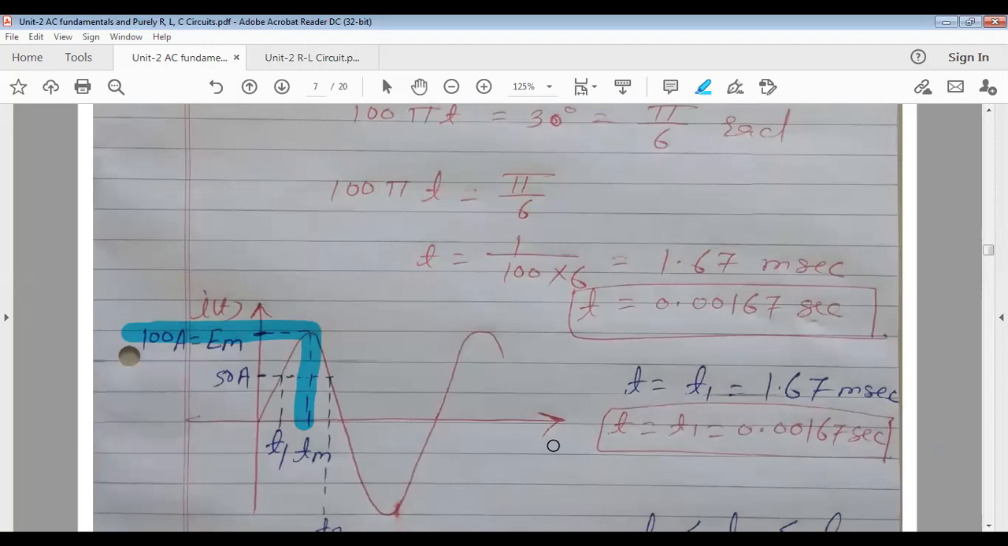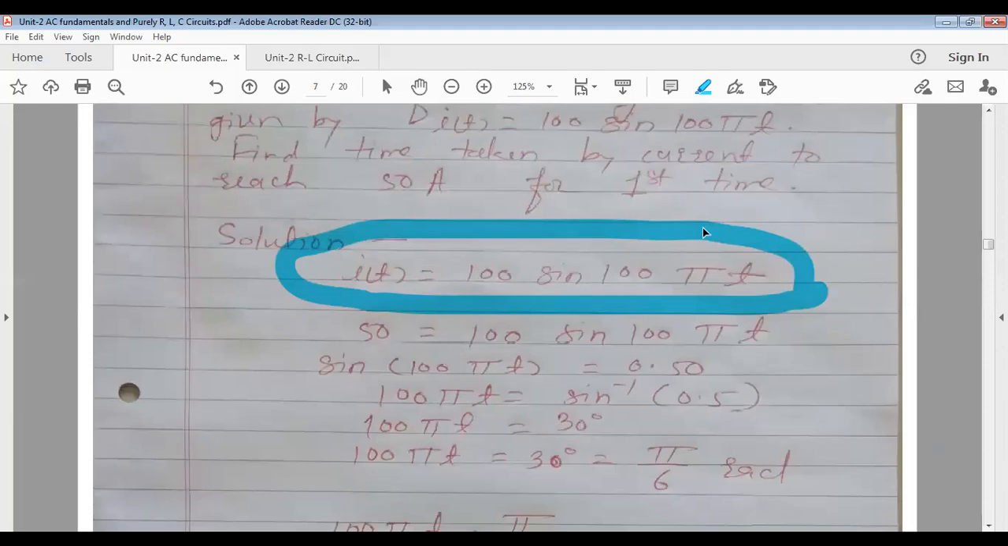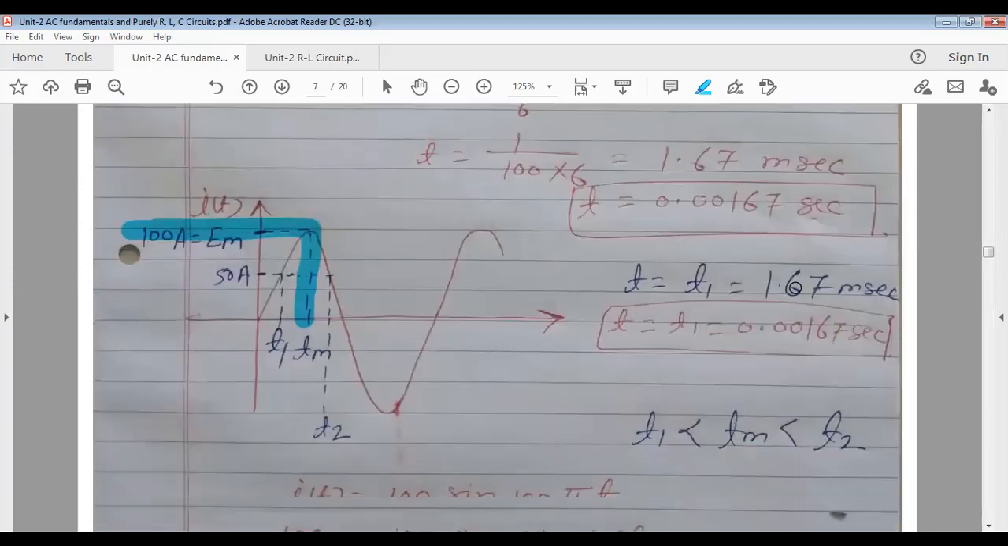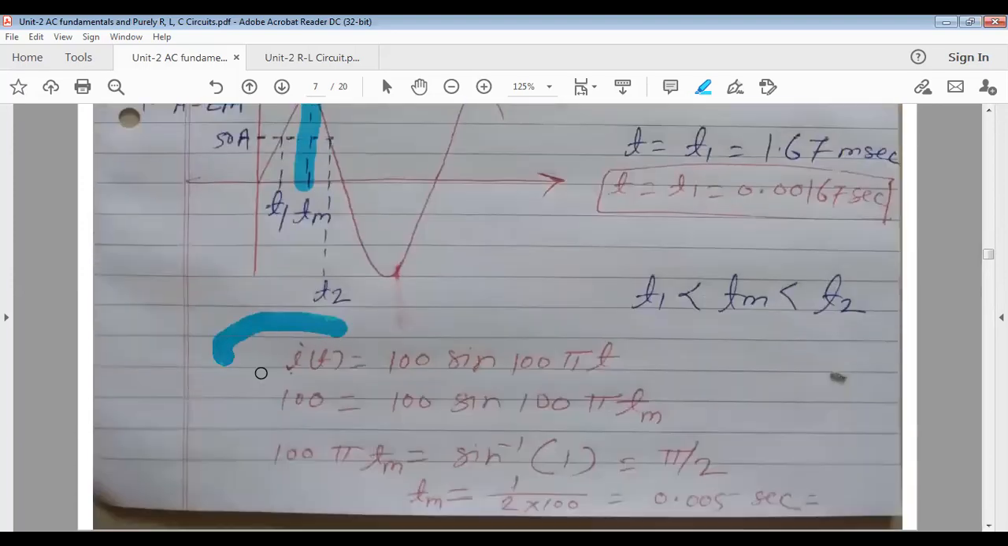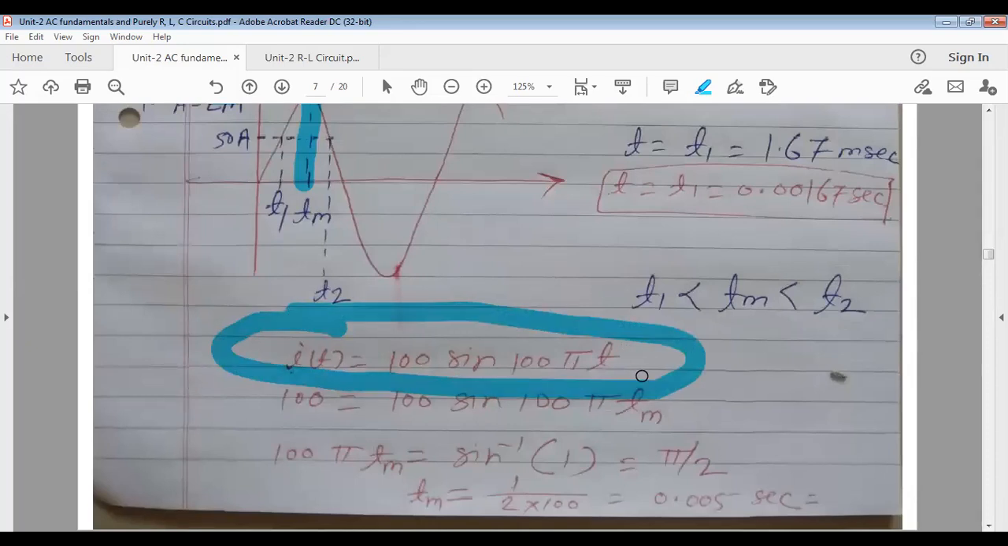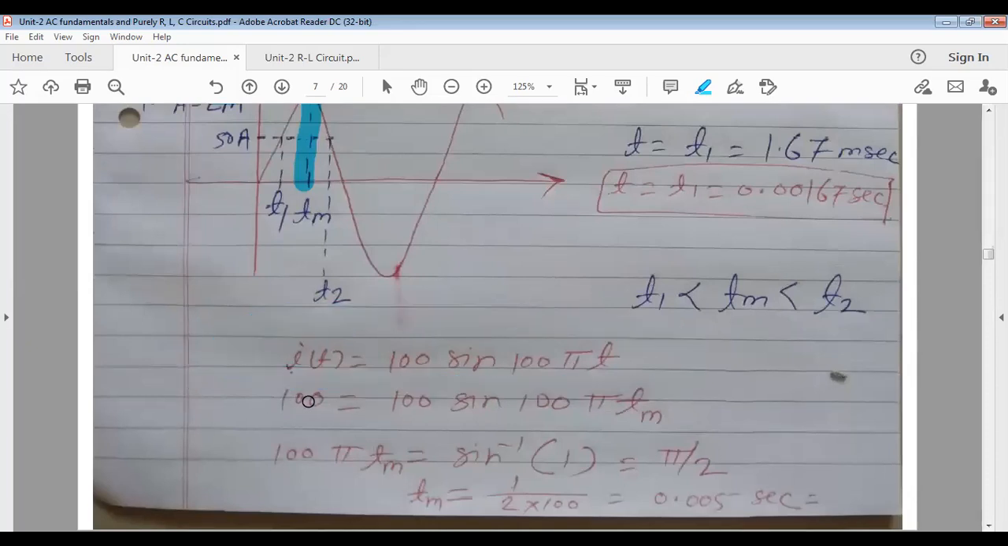Just like how we substituted 50 ampere, we'll substitute 100 ampere in the equation. Where do you have to substitute 100 ampere? In place of I of t. Correct. Very good. So this is the equation: I of t is 100 sine 100 pi t, and put I of t as 100. Whatever the time is, I can replace this time as Tm, because 100 is the peak value. So the peak value occurs at Tm, isn't it?